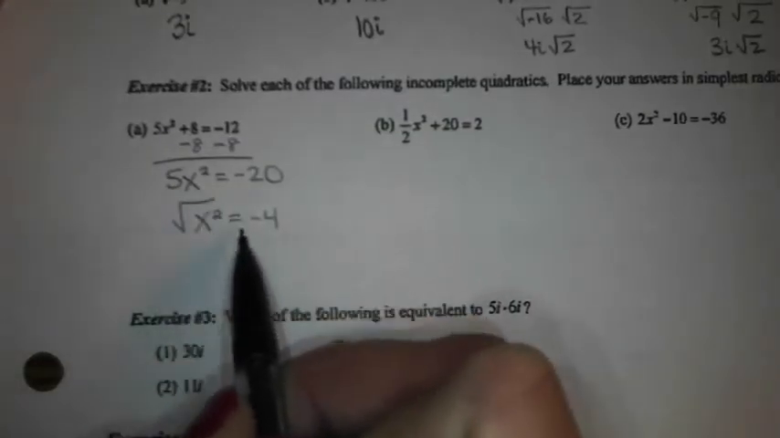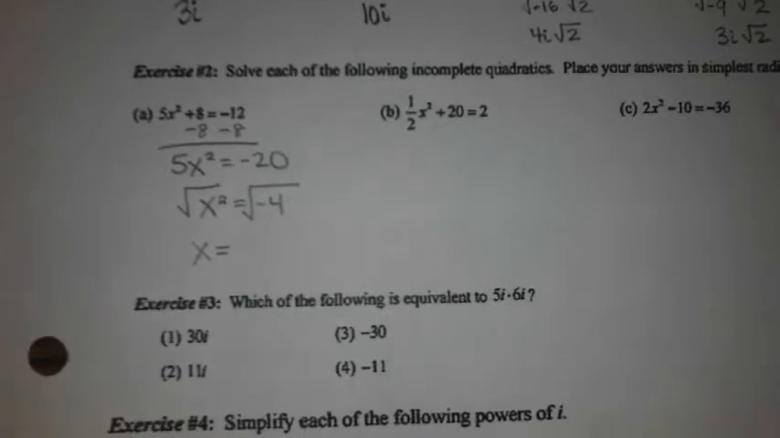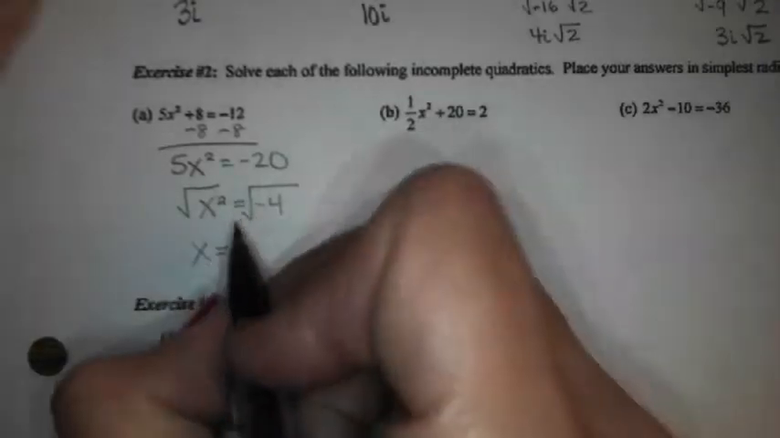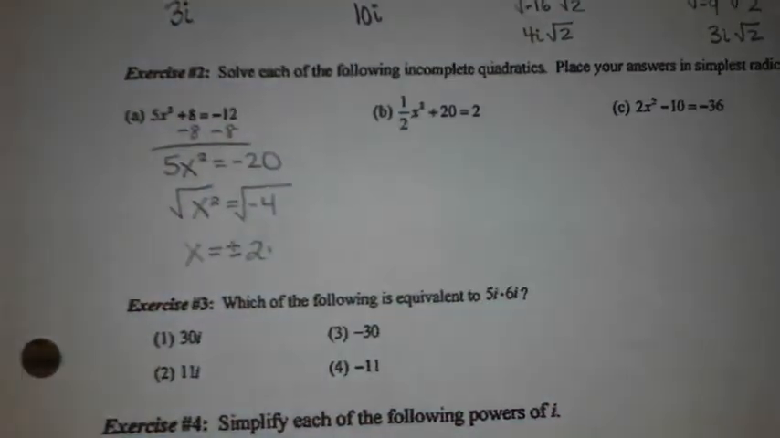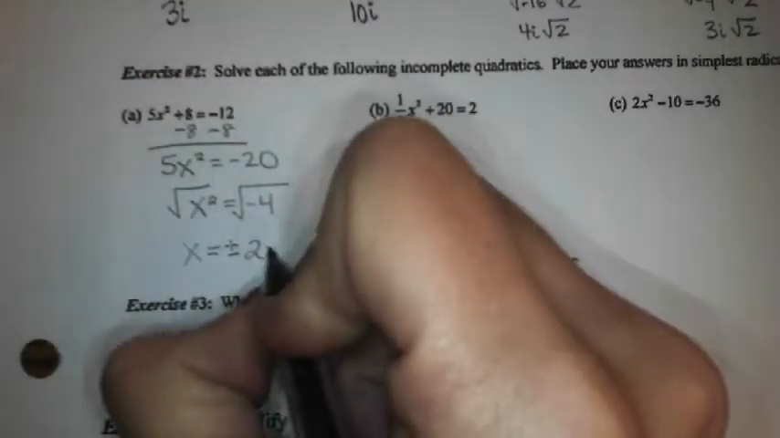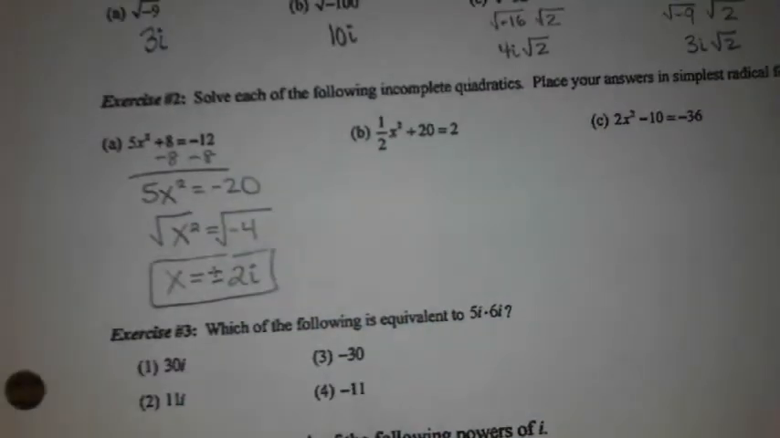And I'm going to take the square root of both sides. Couple things here. Anytime you take the square root of both sides, you have to remember your plus or minus. And the square root of negative 4 is what, Grace? 2i. So you have two solutions: plus or minus 2i. Two solutions, they're just not real. They're imaginary. Does this make sense? Okay, I'm going to skip B and C for the sake of time.